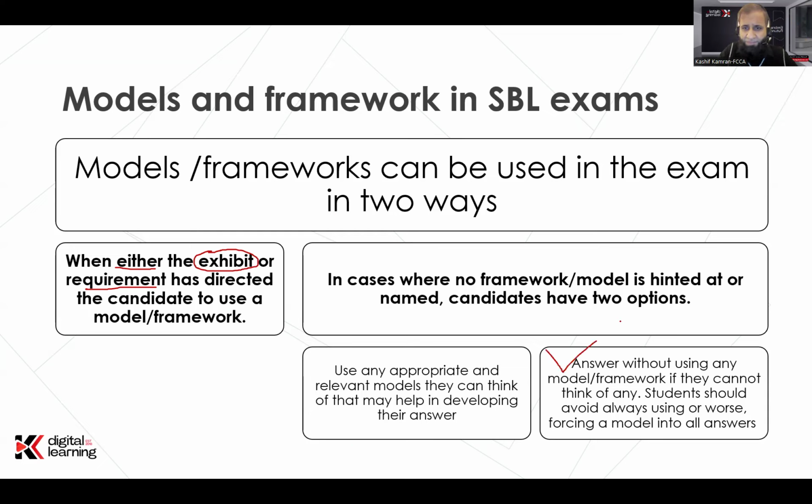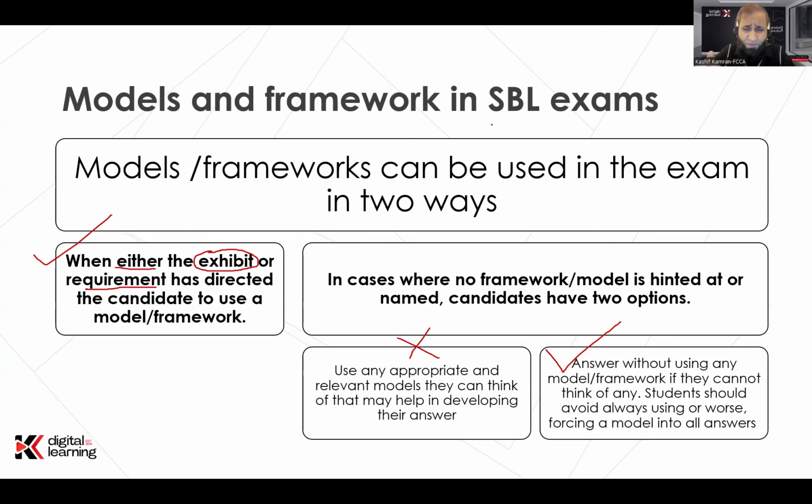Yes, if a hint is given, then you are here. So is everyone clear on this? Hint given or hint not given? Is everyone sound on that? So I'll show you examples of past papers where you do get a hint either in the requirement or in the exhibit, and you go about doing the answer in the same way. And at times you read the exhibit and the requirement and you say, I can't pick the model, I can't pick the framework. Then it's very natural that you will do the answer without it. Is this illustration clear to all of you?